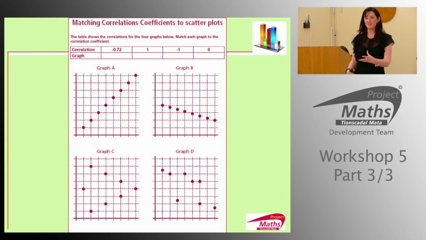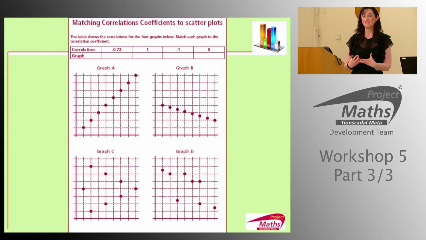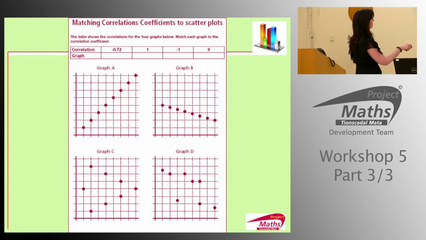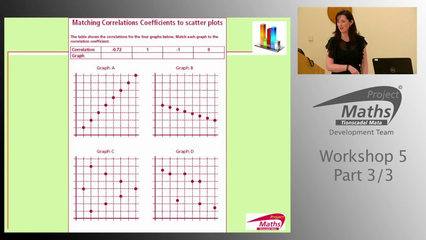Exactly, 45 degrees. They could get confused with slope. Very easily, couldn't they? Very easily go, oh, that looks like it has a slope of minus 0.72. That must be that one. So that's a really good question for teasing it out and making sure nobody is confusing correlation with slope. Okay.